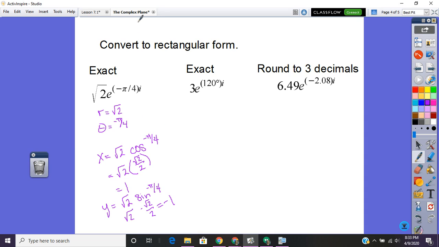So the way we write our answers up here is we will have x plus y i. Remember, our x is 1 and our y is negative 1. So instead of plus and negative 1, I'm just going to do minus 1 and then i. You don't even need that 1 if you don't want to. It could just be 1 minus i.